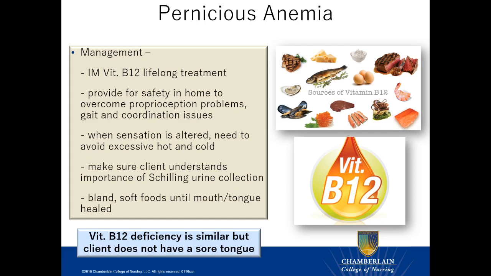Bland, soft foods until the mouth and the tongue heal. That goes without saying. We wouldn't want sharp things like chips or crackers or tacos or anything like that. And anything with very spicy taste to it.